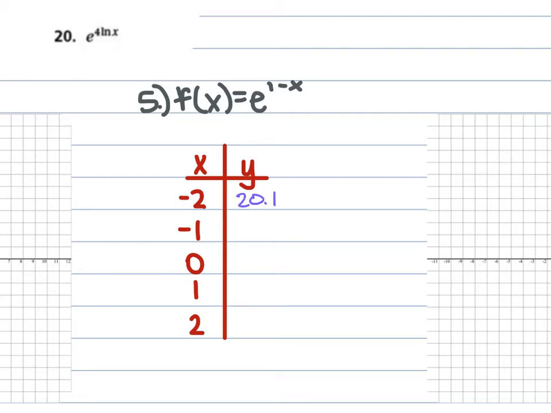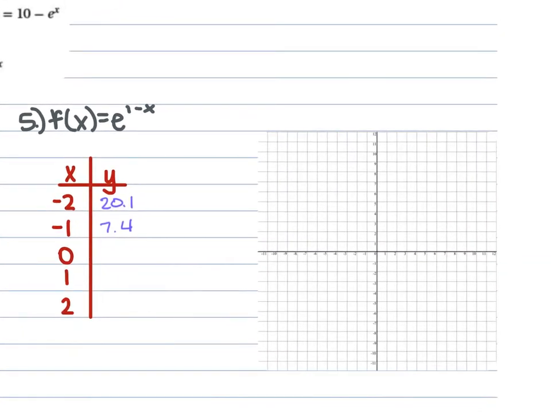For -1, 1 minus -1 is 2. So that's e to the second power, so that's 7.4. So the -1, 7.4 is going to be about here. For 0, 1 minus 0 is 1, e to the first power is 2.7. So that's going to be 0, 2.7, so about here.